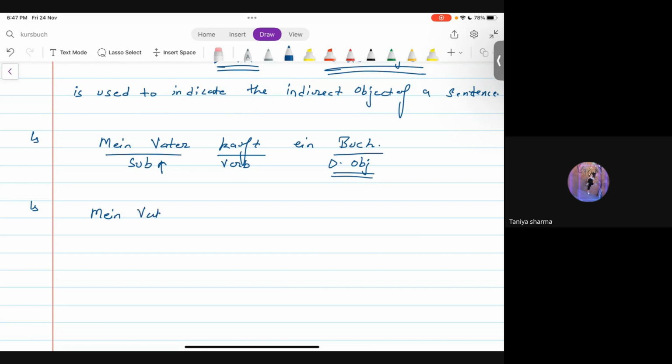Next is, Mein Vater gibt mir das Buch. Okay, like my father bought that book and he gave it to me. So what is the first object? Book. First he took the book and that book he gave to me, so that is indirect. This one is indirect object. Is there any doubt? No. And this is direct object. Okay.